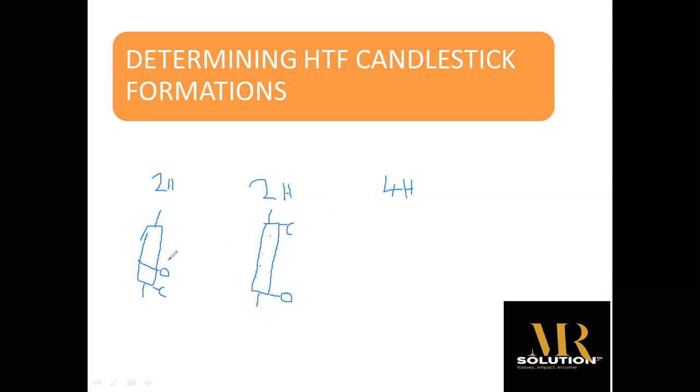Generally, the open of the first candle, this is the open of this first candle, will be the open of the higher time frame candle. So we have the open here. And now the close of the second candle should be the close of the higher time frame candle. We have something like this. This is the close. So generally we'll have something like this.